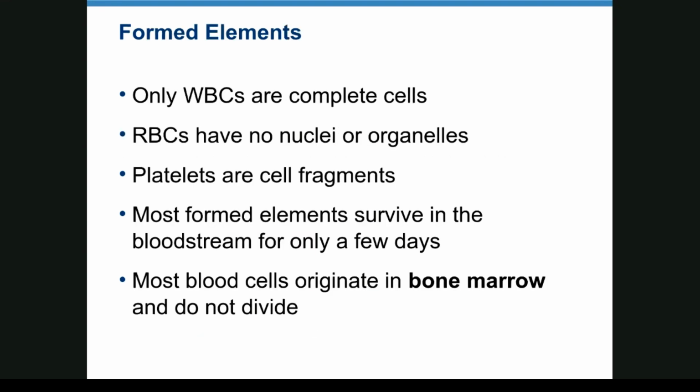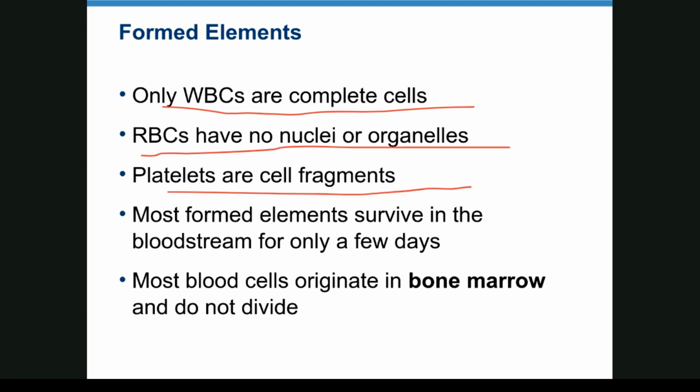White blood cells are the only complete cells. Red blood cells have no nuclei and no organelles. Platelets are simply cell fragments. Most formed elements only live a few days. Most blood cells originate in the bone marrow and do not divide. Lymphocytes are our exception. They're all formed initially in the bone marrow, but then they can clone themselves later.